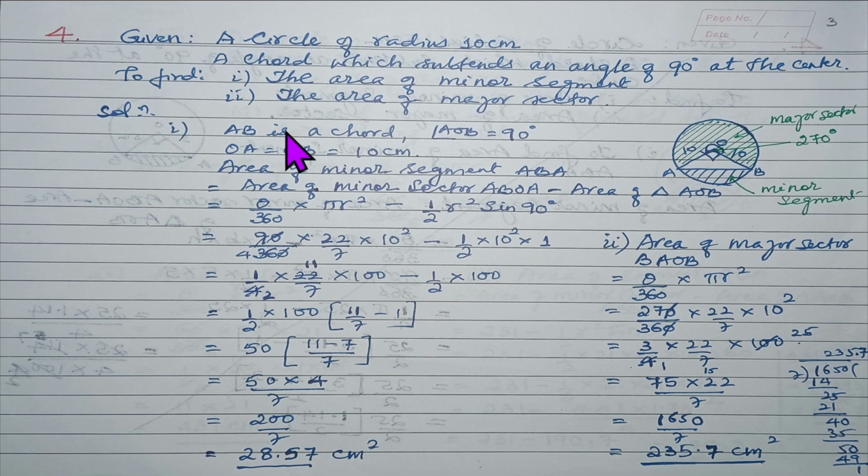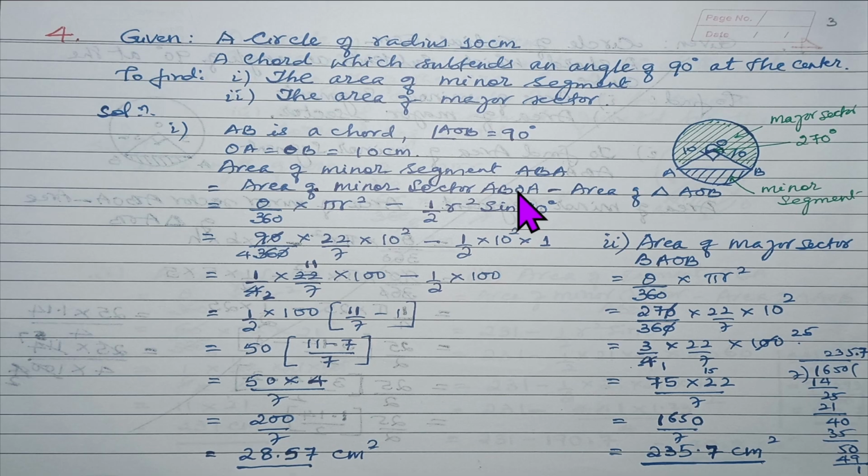So let us see. Now AB is a chord and it subtends an angle of 90 degrees at the center. OA is equal to OB, and that is equal to 10 centimeters. The radius is 10 centimeters. We have to find the area of the minor segment ABA, and we know the formula to find it: the area of the minor sector ABOA minus the area of the triangle AOB.